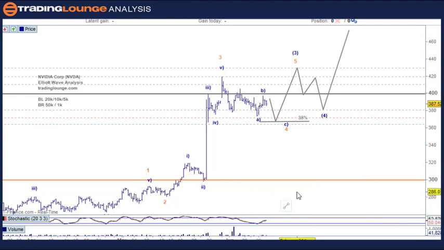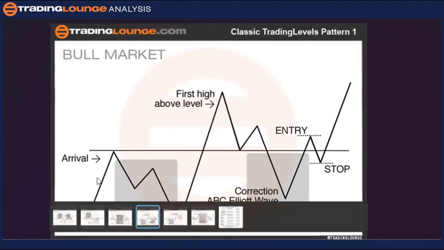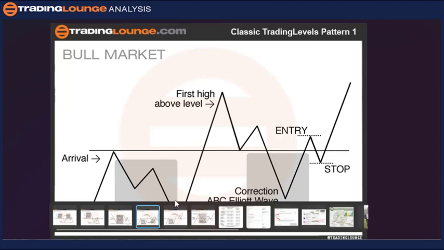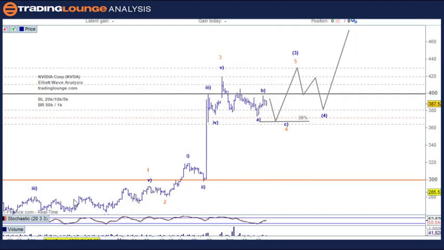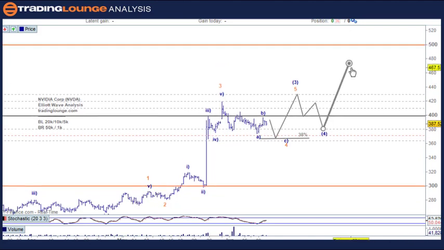NVIDIA, so with NVIDIA here, we're basically looking at a classic trading levels pattern across the level here because it reacted here. So this would be this particular pattern here. We've reacted here. We're in this first move down here, even though it's gone a little bit higher up here. We're still in this first leg here, and then the first high, and so on. So a little bit more to occur here. So the arrival here, the reaction, first high above the level, ABC, and then up again. So we'll end up at 500 here. There's not a problem with that. It's just how long we spend here.